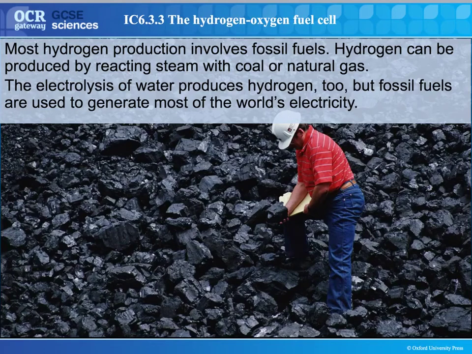An associated problem that you get with the use of hydrogen fuel cells that people don't really realise is that most of the world's hydrogen is actually produced from fossil fuels, from the reaction of steam with coal or natural gas. You can produce hydrogen through electrolysis, but that requires electricity. Most of the electricity in the world is generated from fossil fuels, so there is associated carbon dioxide produced from the production of hydrogen. The only way around this would be to make sure that the hydrogen gas was produced by electrolysis from sustainable electricity sources.